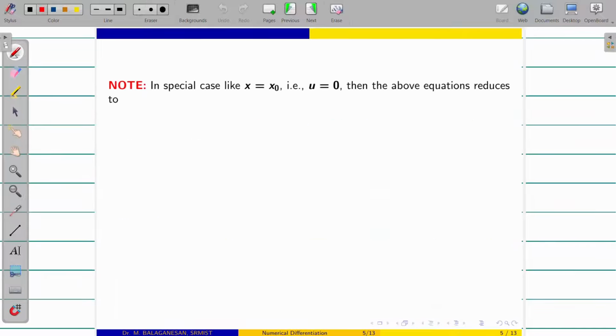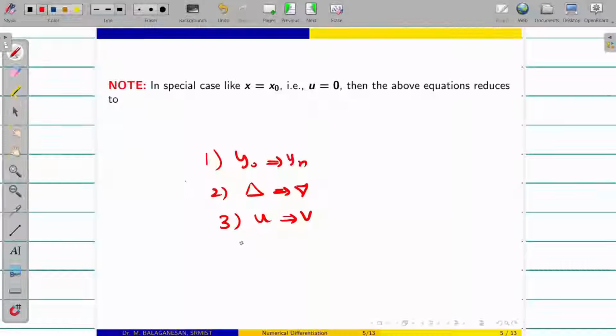What are the notes you have to follow there? The first one is that instead of y naught, it will be yn. The second thing is that instead of delta, we have to use del, the backward difference operator. Third, instead of using u, we are going to use v. If you want, you can use u itself there, no issues. It won't be wrong. And the fourth one is that everything in the terms, wherever you are getting a negative symbol, everything will be positive.